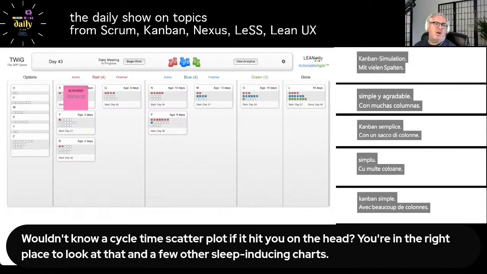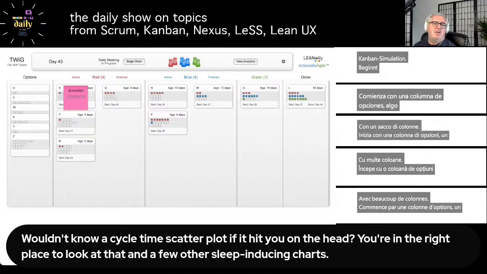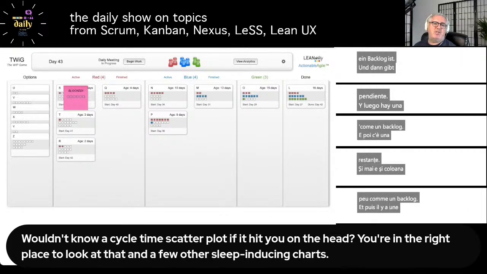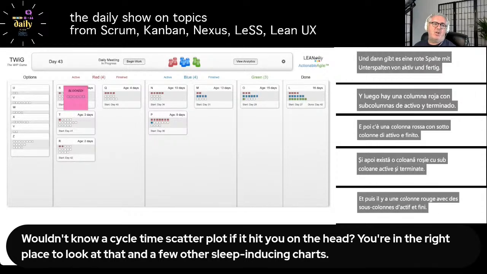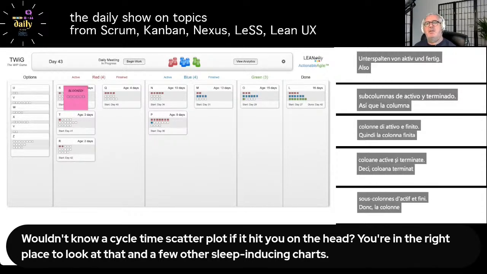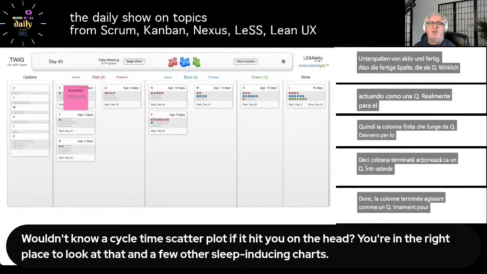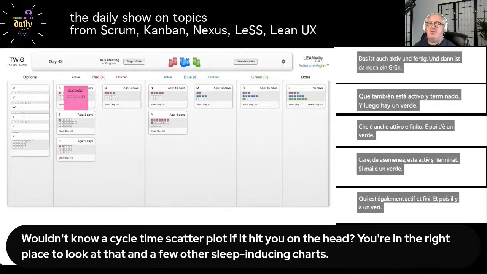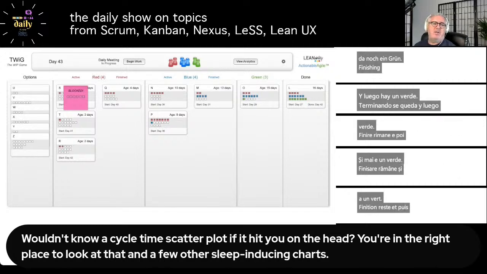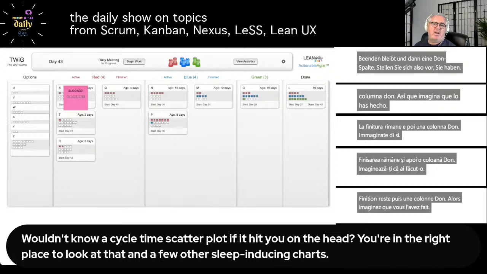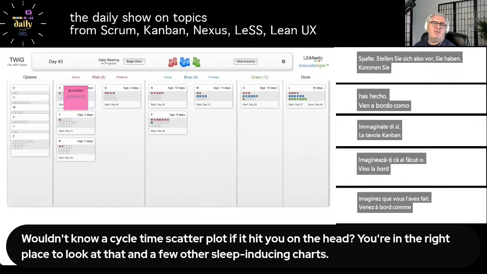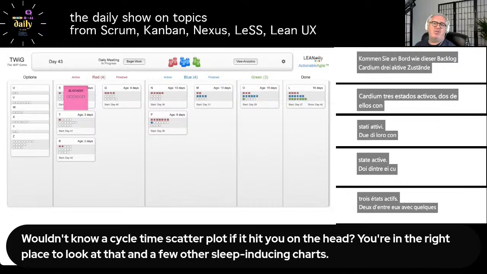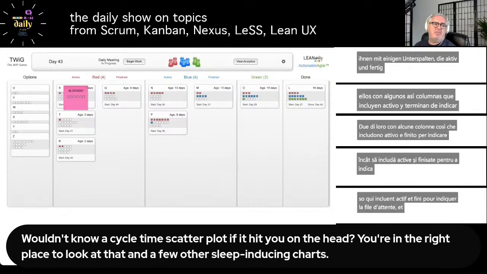Starts with an options column, kind of like a backlog, and then there's a red column with sub-columns of active and finished. So the finished column acts as a queue for the next state, which is blue, which also is active and finished, and then there's a green finishing state and then a done column. So imagine you have a Kanban board like that, a backlog column, 3 active states, 2 of them with sub-columns, which include active and finished to indicate queuing, and we've got a team of 7 people doing the work.